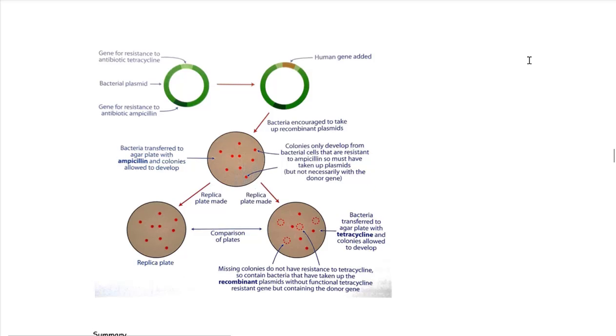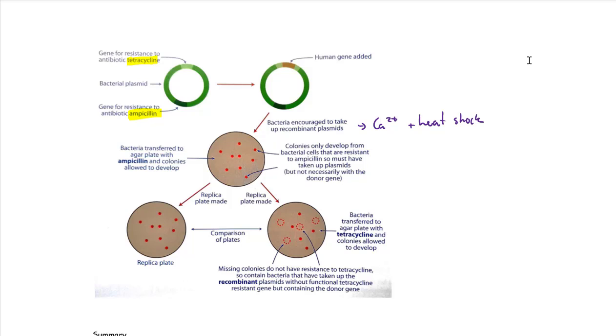So if we look at this entire process, right, we start off with the bacterial plasmid. It has got a gene for resistance to tetracycline and a gene for resistance for ampicillin. We cut out the human gene and we cut the plasmid using the same enzyme. We insert the human gene into the tetracycline. So now tetracycline doesn't work. The bacteria are encouraged to take up the recombinant plasmids using calcium ions and heat shock. And then they're placed on an agar plate with ampicillin, and the colonies are allowed to develop.